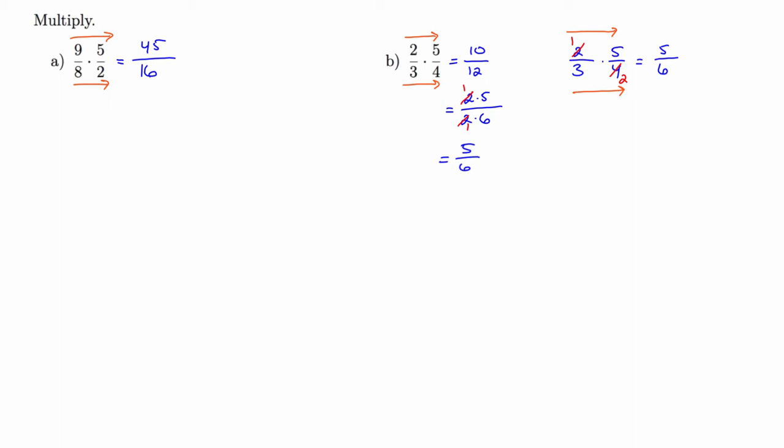The trick with cross-canceling like this is that it only works with multiplication, not division, subtraction, or addition, and it only works if there's a common factor to both a numerator and denominator. If you choose to use cross-canceling, please do so very carefully.